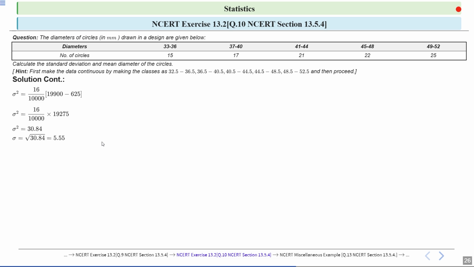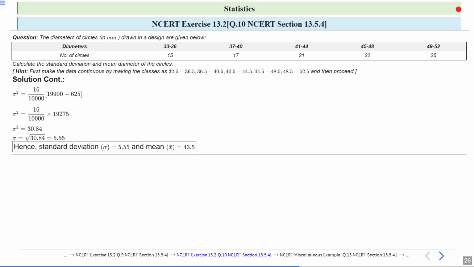Now, to find the standard deviation, we take the square root of variance. So, sigma equals the square root of 30.84 equal to 5.55. Hence, standard deviation sigma equal to 5.55 and mean x bar equal to 43.5. I hope this question is clear to all of you.